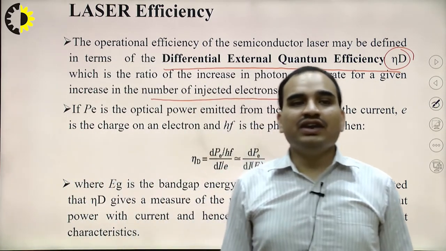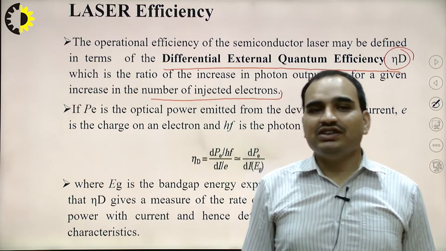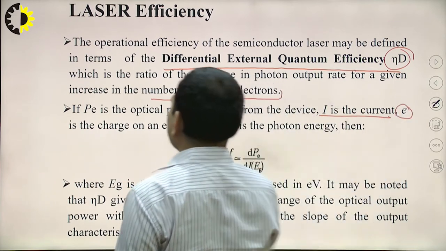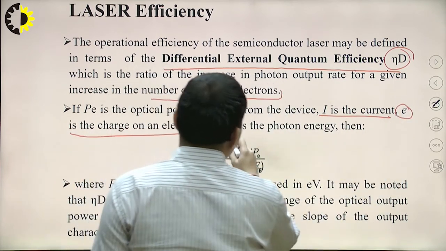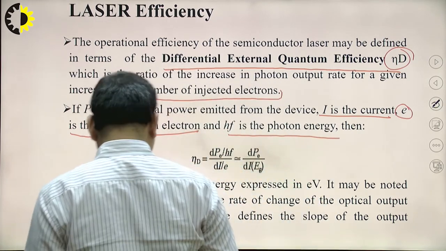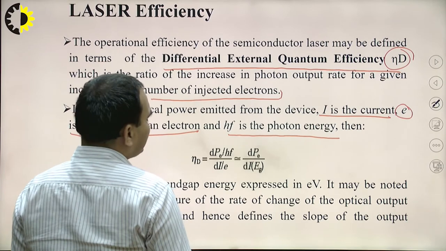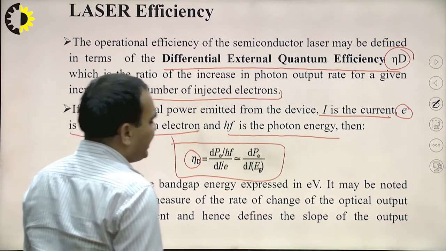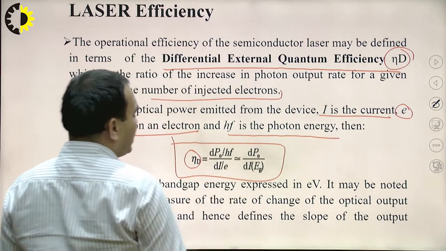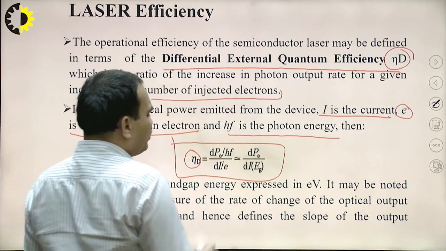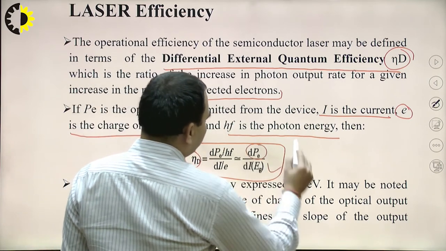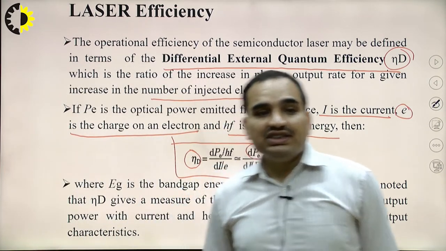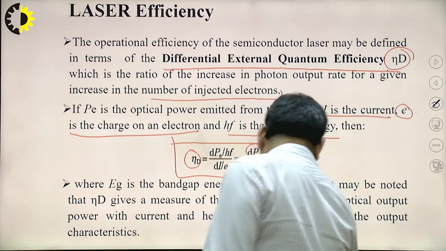So if PE is the optical power emitted by the device, I is the current, small e is the charge on the electron, and hf is the photon energy, then the differential external quantum efficiency eta d is given by (dPe/hf) divided by (dI/e). That is approximately equal to (dPe/dI) times Eg, where Eg is the band gap energy expressed in electron volts.